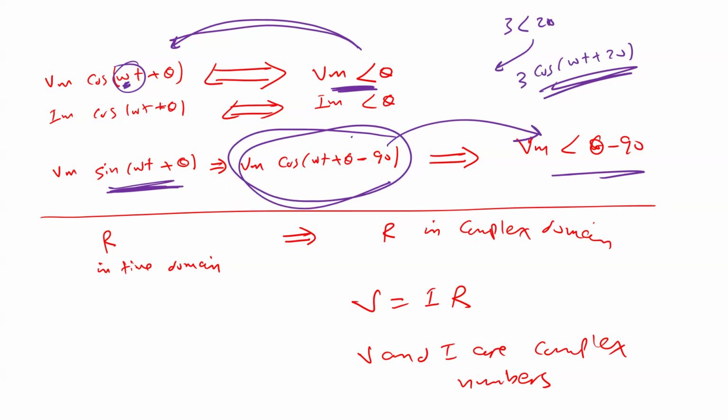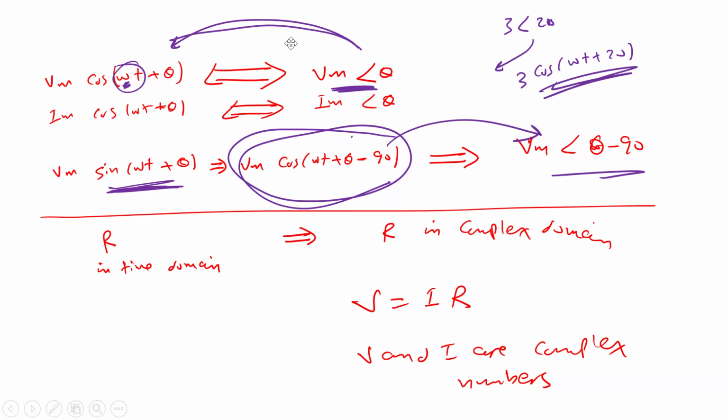Also, any circuit should have resistor, inductor, and capacitor. So what I'm going to teach right now is how you can convert the resistor, inductor, and capacitor from the time domain to the complex domain, okay? Resistor is very easy. If you have a resistance R in the time domain, in the complex domain it will be the same thing, R. No difference, just a real number. It's a complex number, but it has only a real component, okay?